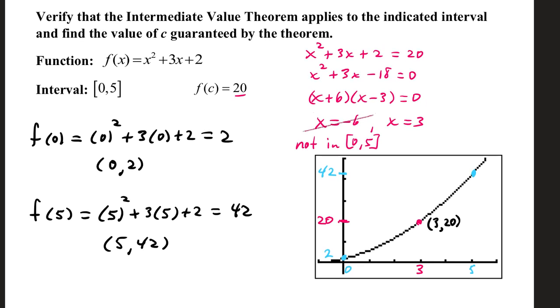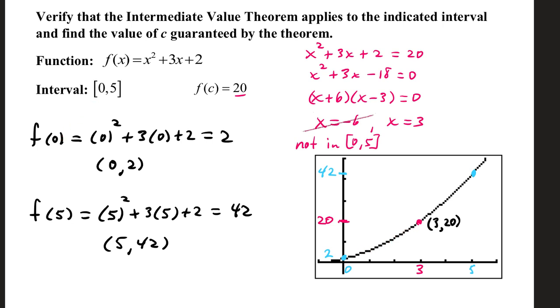Verify that the intermediate value theorem applies to the indicated interval and find the value of c guaranteed by the theorem. We have a quadratic function, x squared plus 3x plus 2, an interval of 0 to 5. The graph at the bottom right of your screen, I graphed that particular function from 0 to 5. That's this black arc.